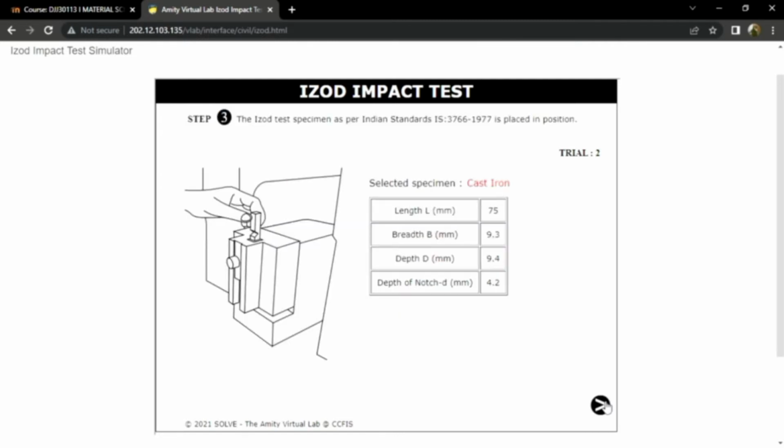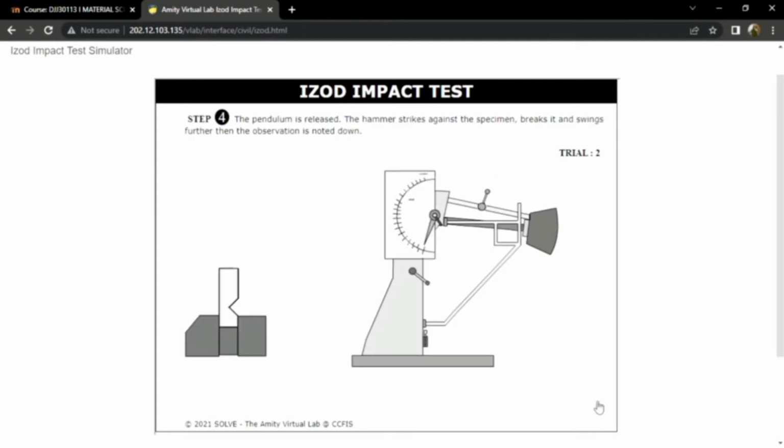So for trial 2, step 3 is the Izod test specimen as per Indian Standard 3766-1977 is placed in position. Selected specimen is cast iron, length is 75, breadth 9.3, depth is 9.4, and depth of notch D is 4.2. Step 4 is the pendulum is released. The hammer strikes against the specimen, breaks it and swings further, then the observation is noted down.